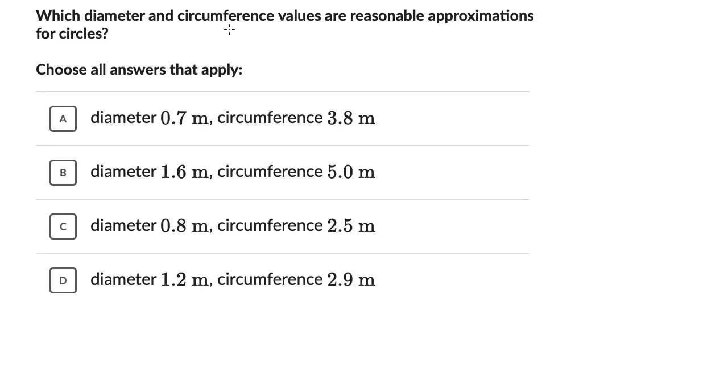Which diameter and circumference values are reasonable approximations for circles? Pause this video and have a go at that.